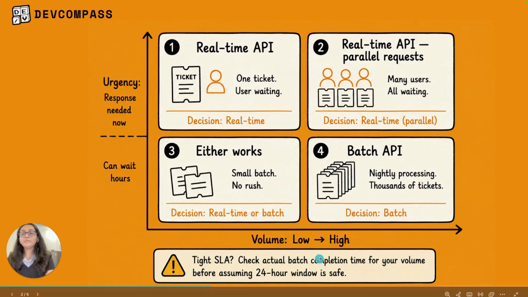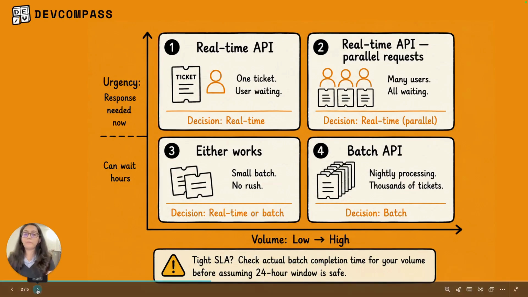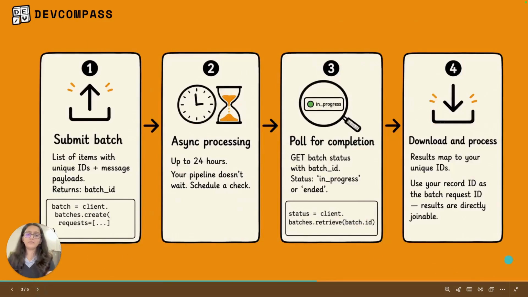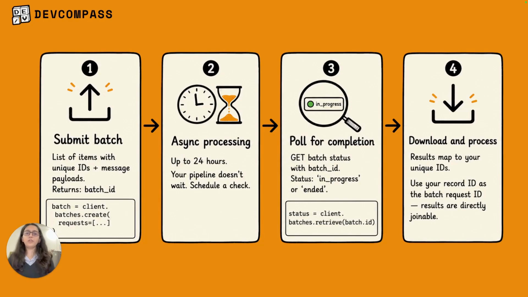Now, let me take you through the batch API mechanics. Again, we will divide it in steps. First, submit batch. You construct a batch request, a list of items, each with a unique ID and the message payload. You call client.batches.create with the request list. You get back a batch object with the batch ID, and the label on this is literally "returns batch ID."